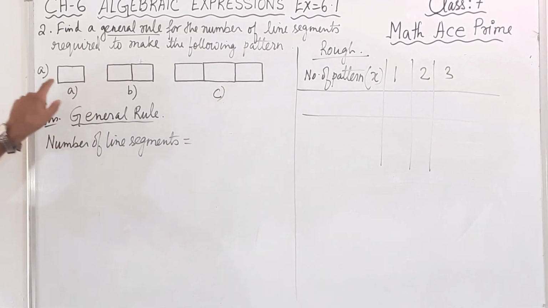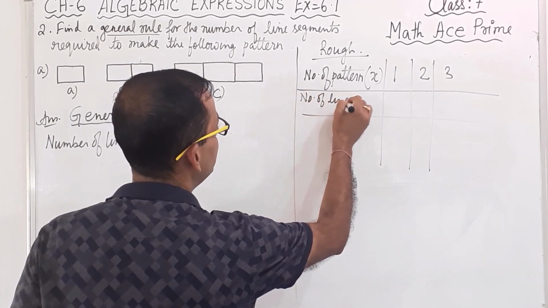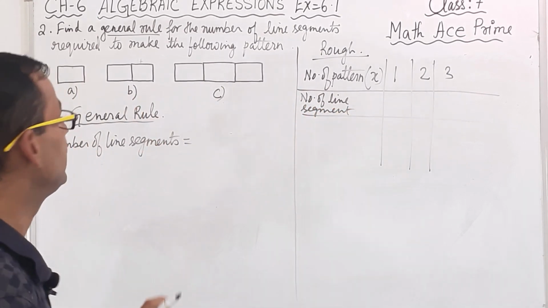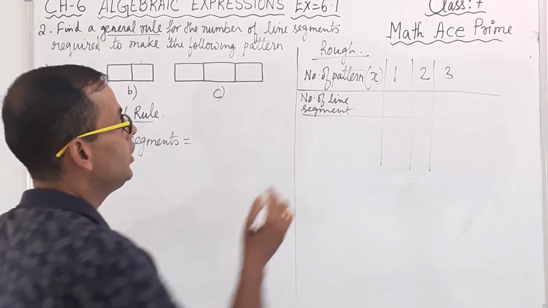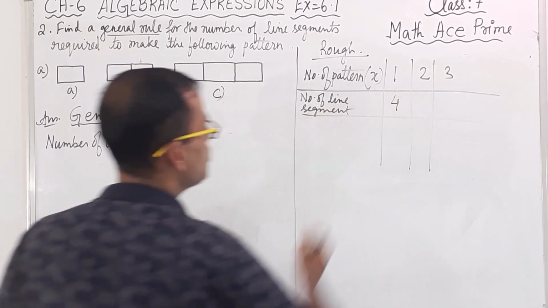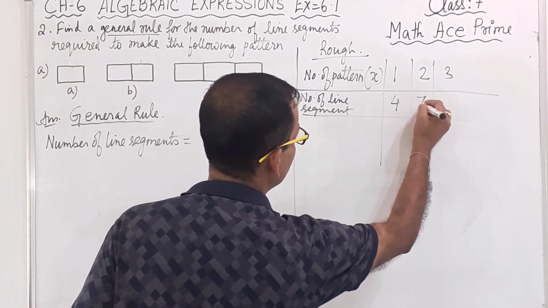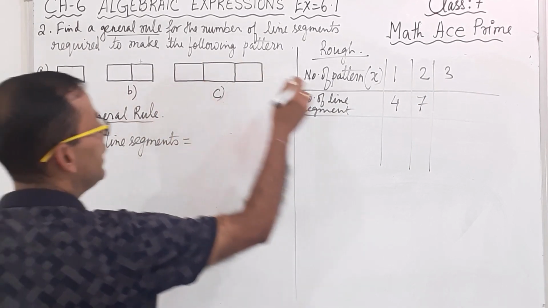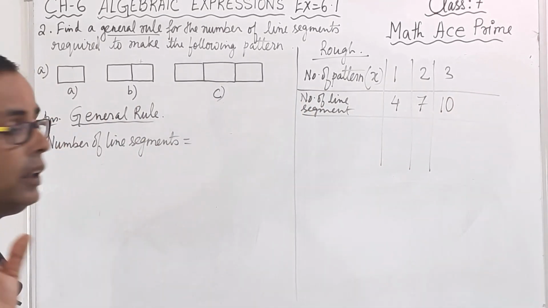Now line segment, here how many line segments are there? 1, 2, 3, 4. 4 line segments. So number of line segments. Got it? It is line segment. So in geometry you have studied about line segment. Both the points are fixed. Understanding or no? So number of line segments 4. And here 1, 2, 3, 4, 5, 6, 7. So in the second pattern 7. In the third pattern let us see 1, 2, 3, 4, 5, 6, 7, 8, 9, 10. So 10. Clear? Now we will make the general rule.